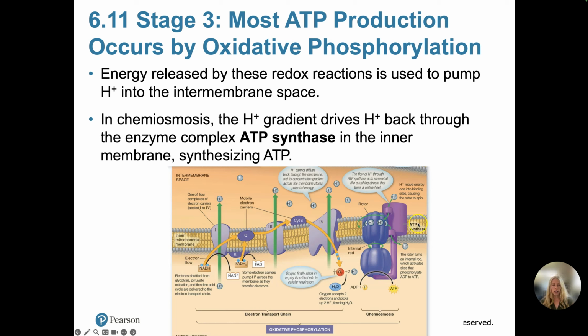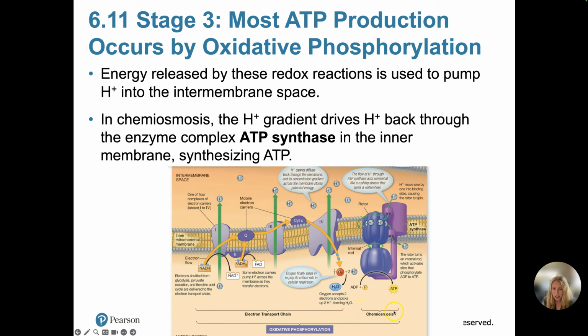This hydrogen ion gradient is really important when we get to chemiosmosis, because the hydrogen ion gradient drives H+ ions back through the enzyme complex ATP synthase, shown right here. ATP synthase is located in the inner membrane, and as those hydrogen ions pass back through ATP synthase down their concentration gradient, they spin the rotor of ATP synthase kind of like a wheel, which gives the energy for ATP synthase to phosphorylate ADP to ATP.